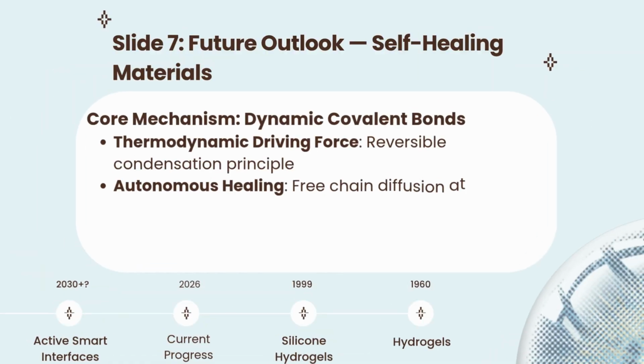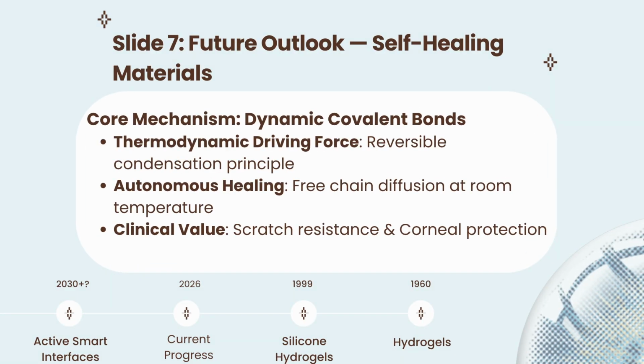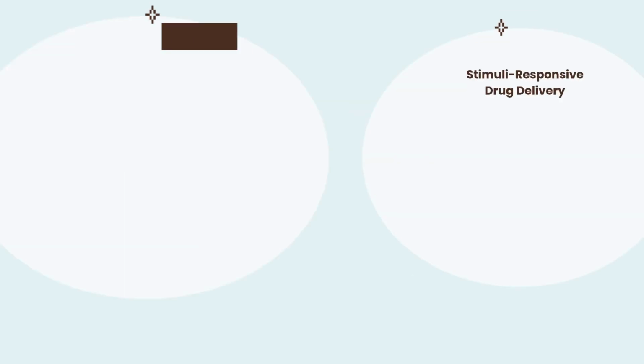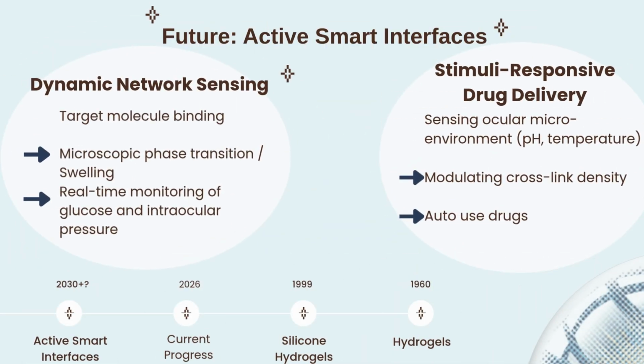Looking toward 2030 and beyond, the field is moving into active smart interfaces. The first upcoming milestone is self-healing materials based on dynamic covalent bonds. Driven by reversible condensation principles, these materials allow free chain diffusion at room temperature for autonomous healing, offering scratch resistance and enhanced corneal protection. Ultimately, the future lies in intelligent, responsive networks.